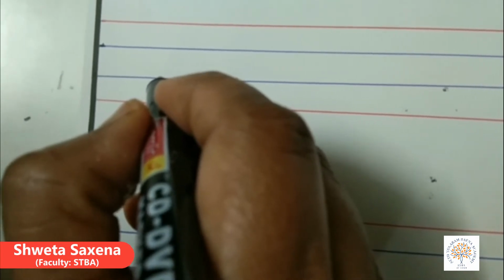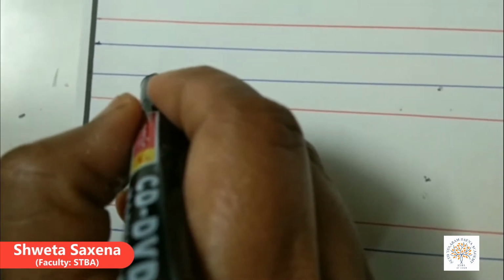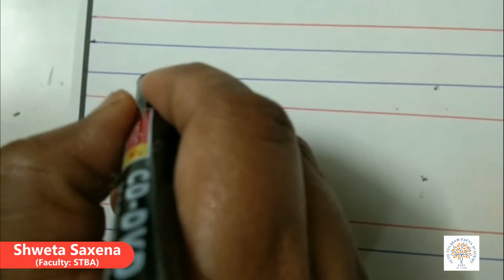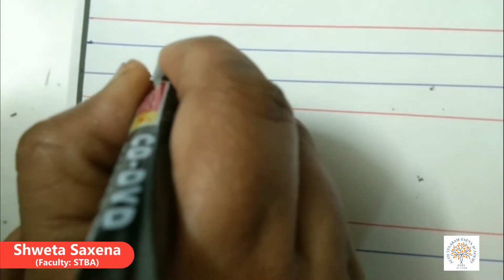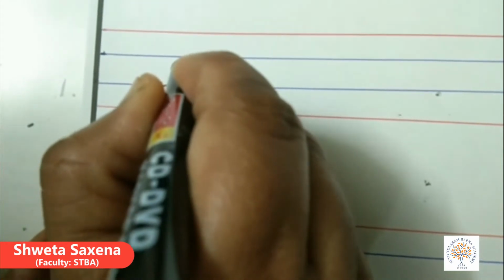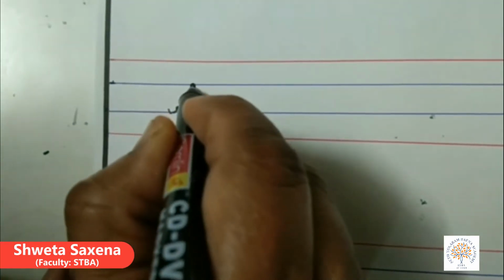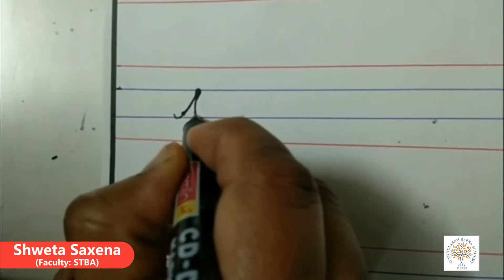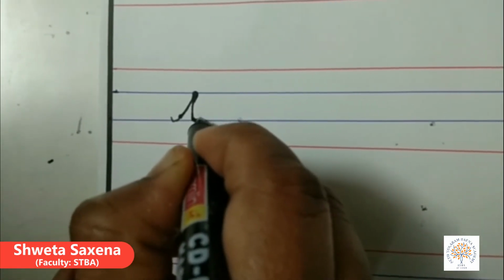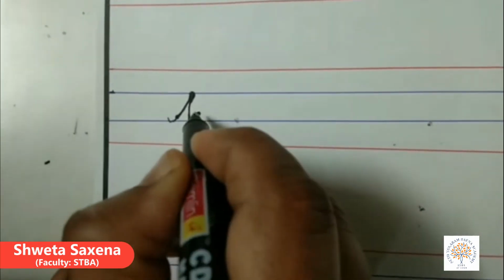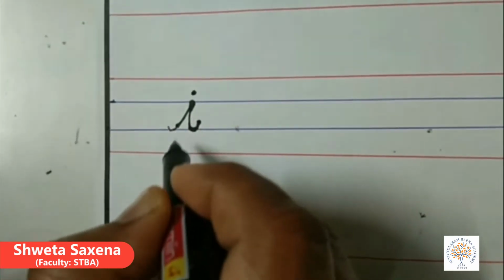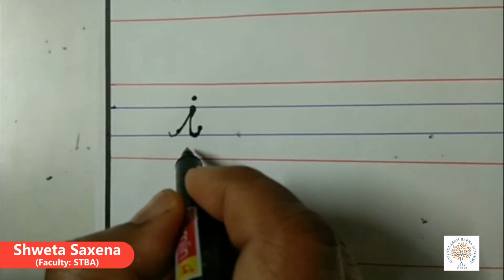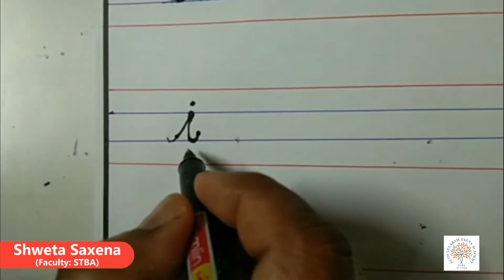Next letter I. Come to the third line, give a little curve and go to the second line, then come down to the third line and give a little curve. I. Make a dot. I for ice cream, I for ink pot.